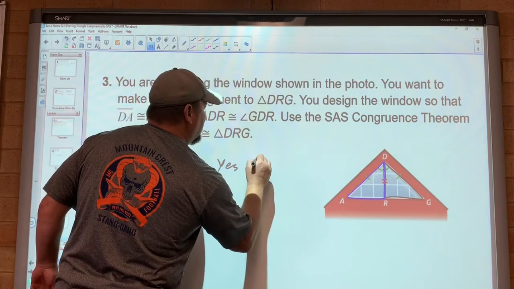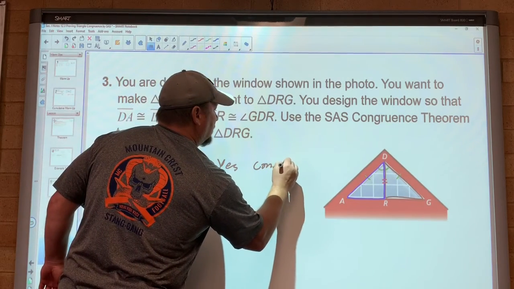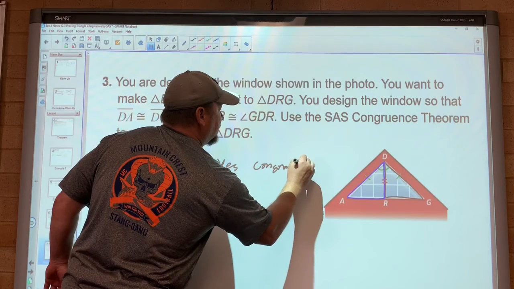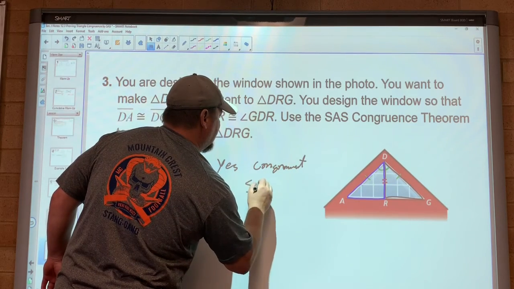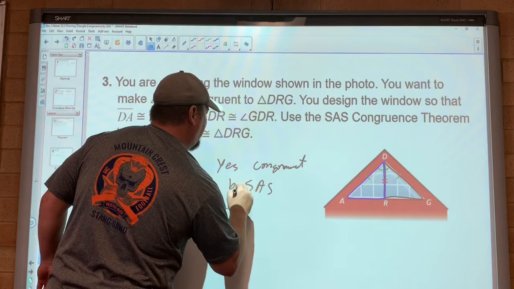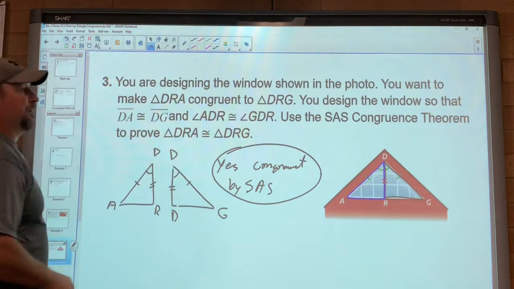Yes, congruent. By side, angle, side. And this proved it. Okay?